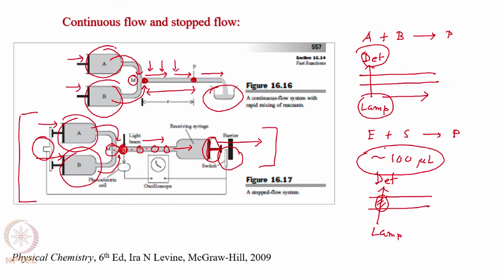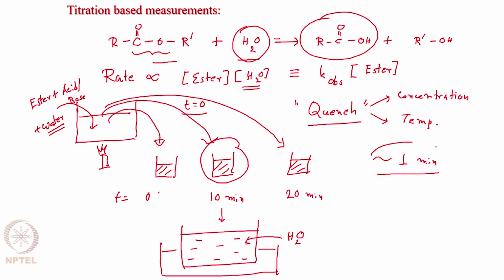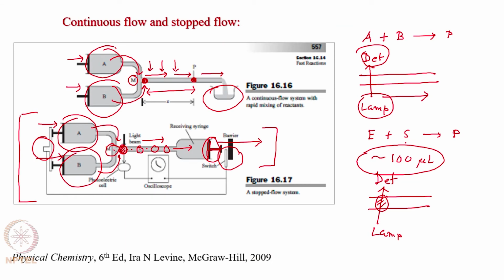And in the earlier case, I said that it gives you about a few tenths of a second to 1 minute resolution. And in this case, stopped flow, you can get down to something like 1 millisecond to 1 second resolution. But usually, chemical reactions are extremely fast, and as soon as you mix, it just starts.